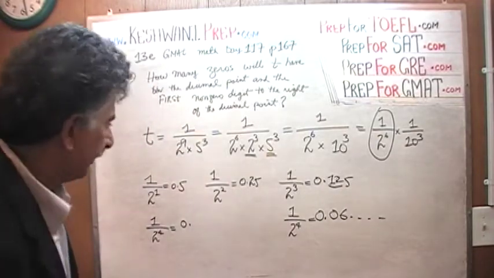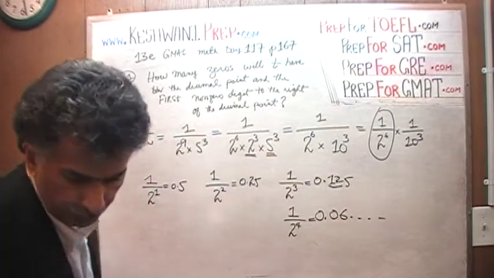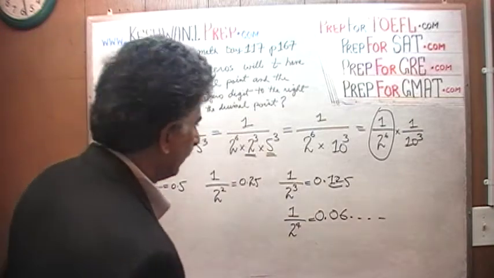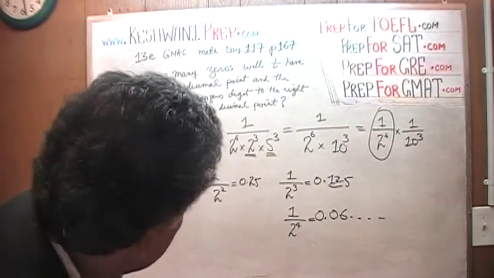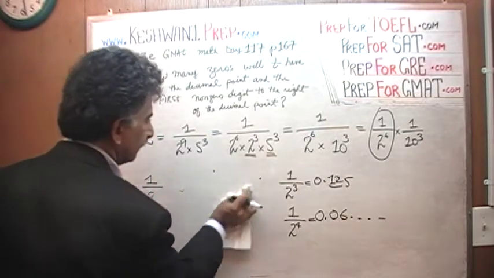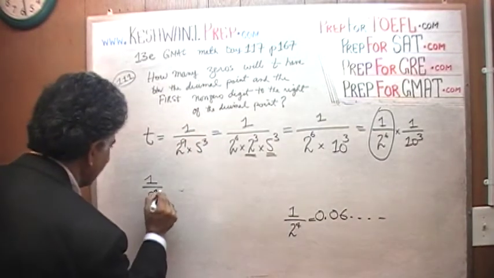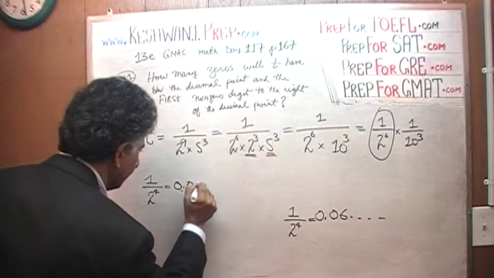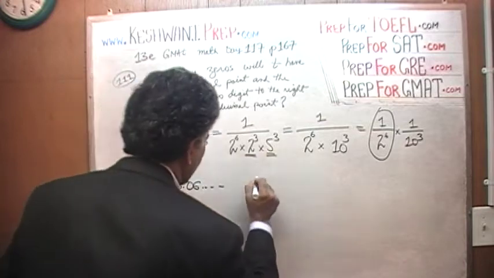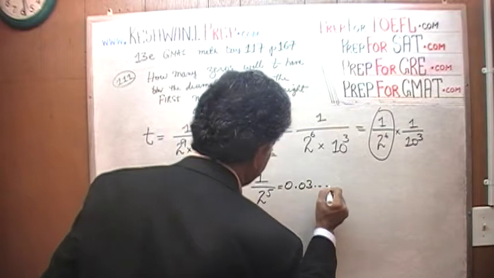Let's do 1 over 2 raised to 5. Tell you what, we're going to pick up from here. So that was 1 over 2 raised to 4, which is 0.06 something, something, something. Therefore, 1 over 2 raised to 5 is going to be 0.03 something, something, something, something.